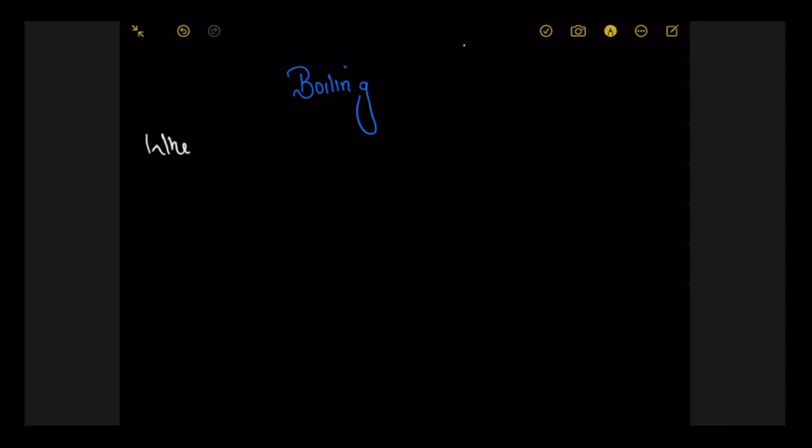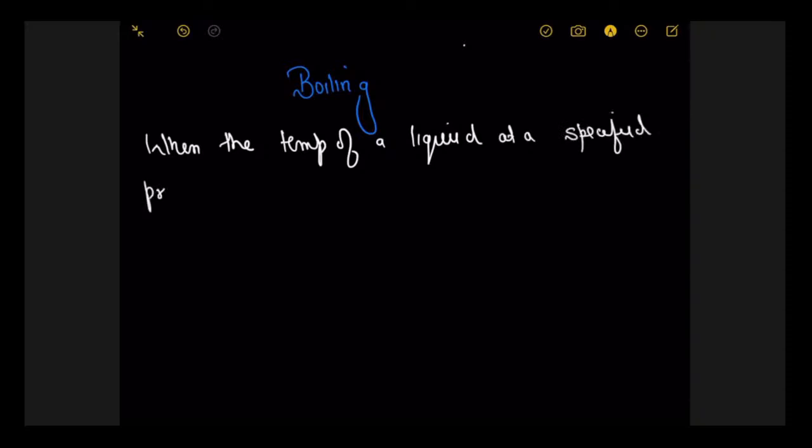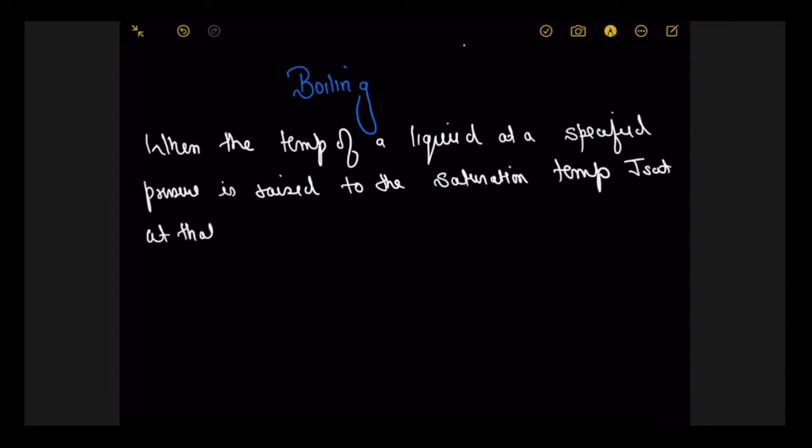When the temperature of a liquid at a specified pressure is raised to the saturation temperature, Tsat, at that pressure, boiling will occur.